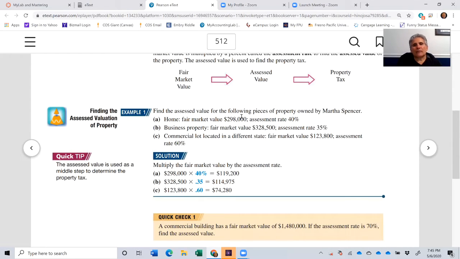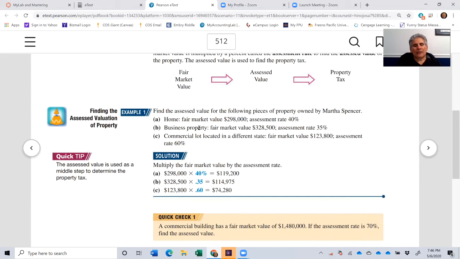So let's take a look. Find the assessed value from the following pieces of property owned by Martha Spencer. So Martha Spencer owns a home. The fair market value is $298,000, and the assessed valuation rate is 40%. So what we're talking about is the assessed valuation is 40% of the fair market value. So to compute A, we're going to get $298,000 and multiply by 40%, and that means that the assessed valuation is $119,200. The assessed value is $119,200.